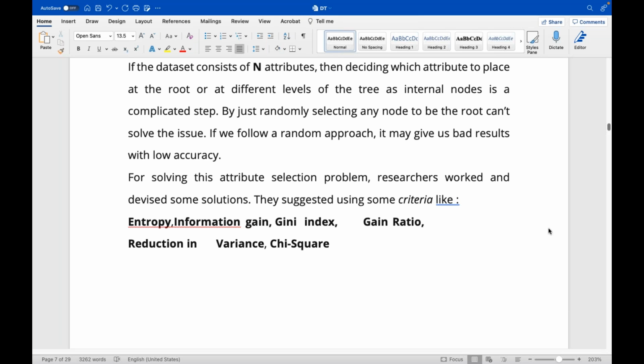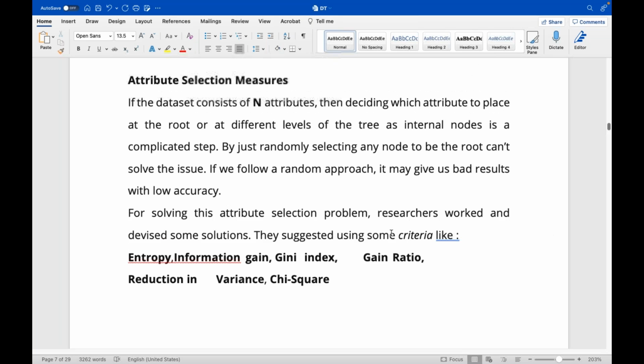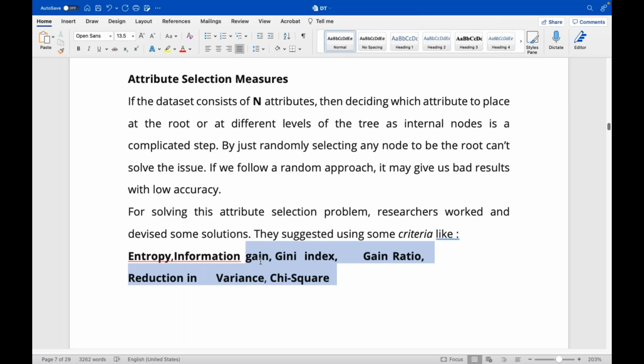Note this information. To solve the attribute selection problem, we can use some kind of solutions. We have some techniques or algorithms: entropy, information gain, Gini index, Gini ratio, reduction in variance, and chi-square.